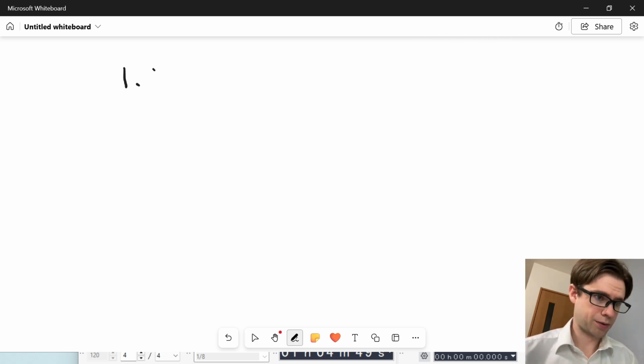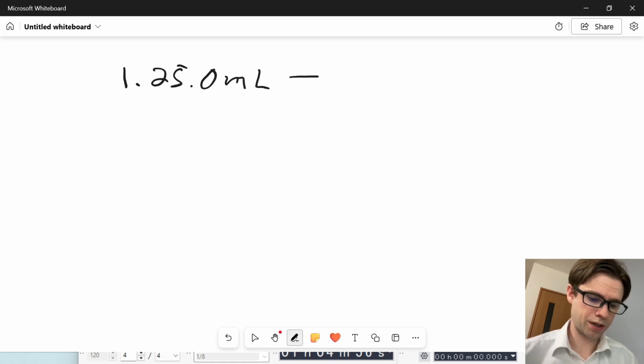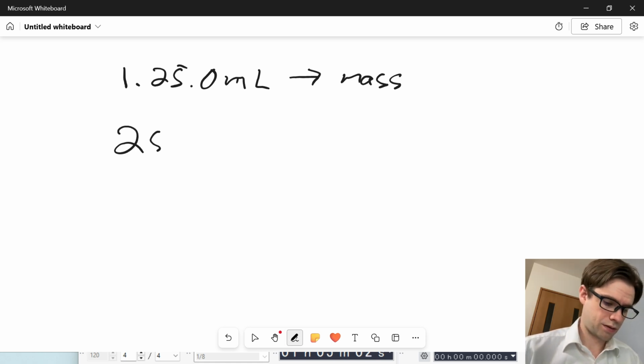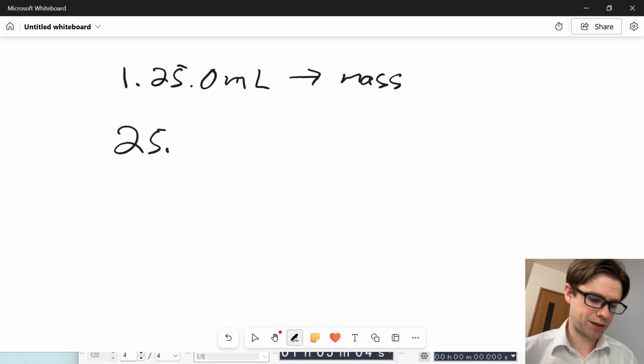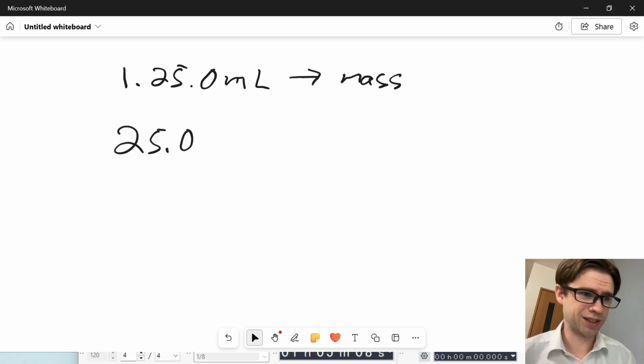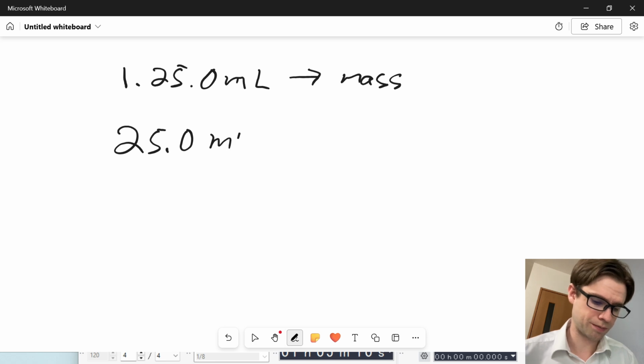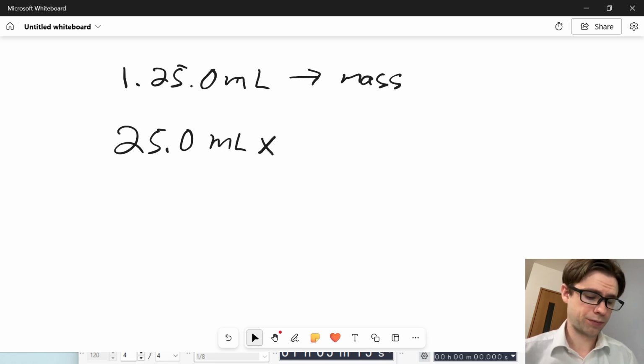Okay, so the first was 25.0 milliliters, and we're trying to get this into a mass. So what you generally want to do is set up a chain of conversion factors that will eliminate units you don't want and introduce units that you do want. So 25.0 milliliters times.